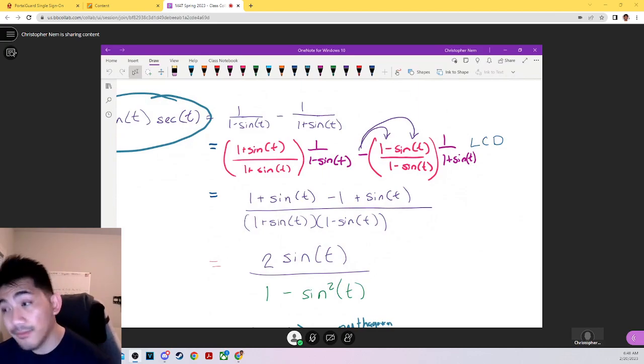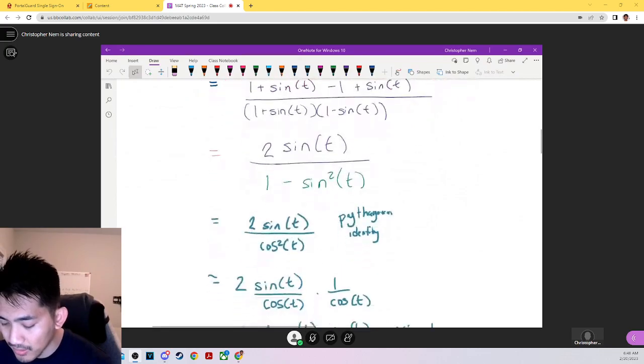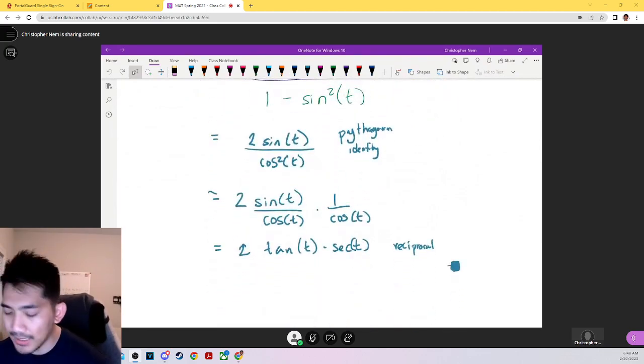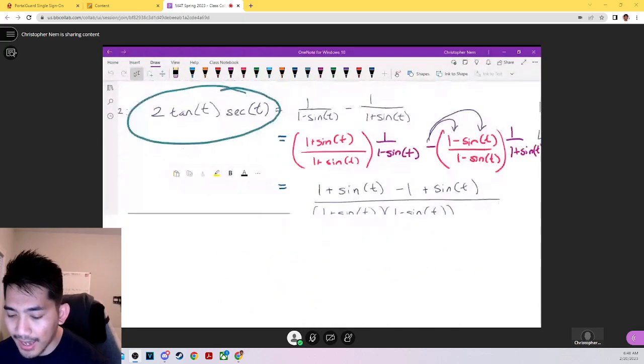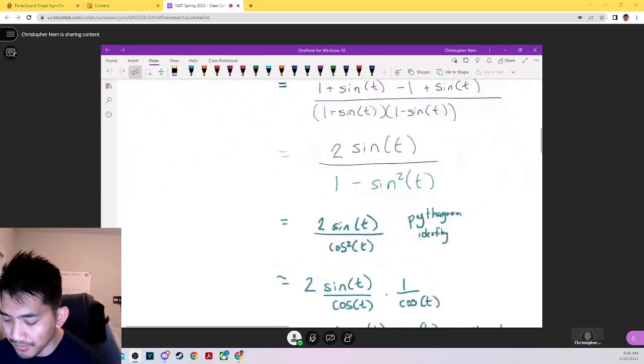And then, thankfully, I have 1 minus sine squared t. That's an identity, Pythagorean identity. So you can change that to cosine squared t. And then you can split this fraction up. This can be written as 2 sine of t over cosine of t times 1 over cosine of t, because there's 2 cosine of t multiplying at the denominator. Boom. And you can just rewrite that as 2 tan t times secant t, and this is exactly what we have in our left hand side. So boom, that's another one.